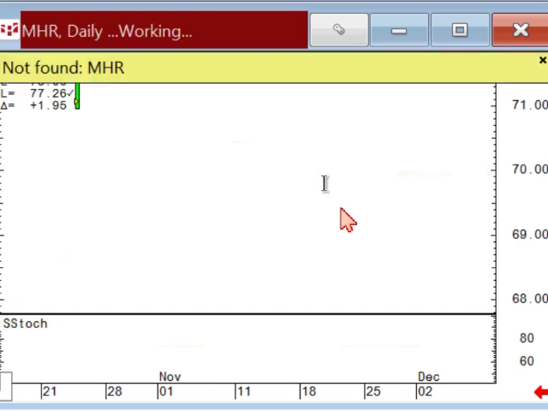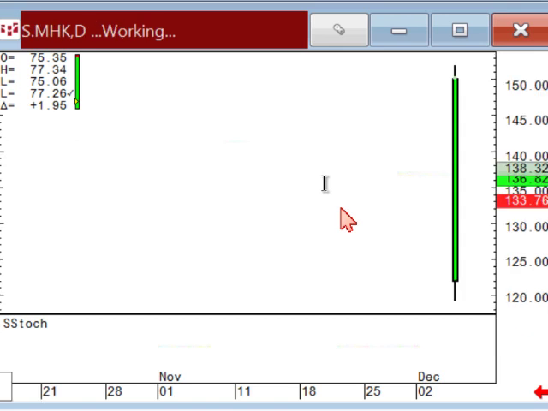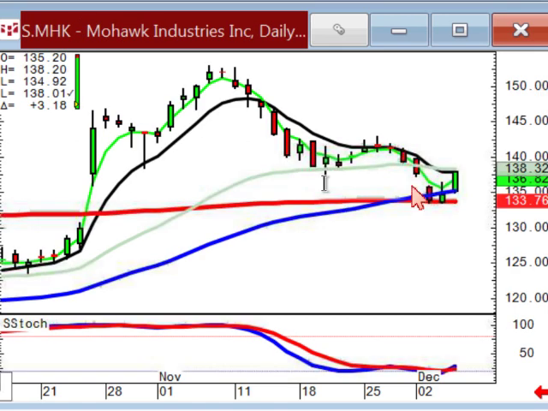MHK. Right here on the 50 and the 200, closed right at the T line. What would be a very high probability entry strategy tomorrow? If it opens positive, it's confirming our buy signals right here off the moving averages and telling us the T line, which is acting as a downward resistance level, is not acting as a resistance. It's time to start buying.